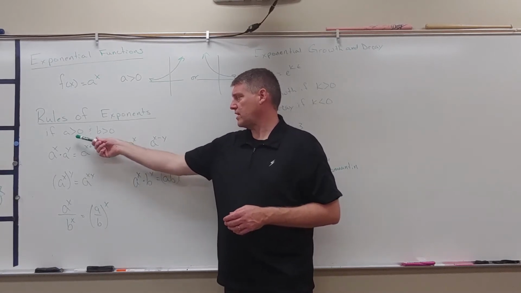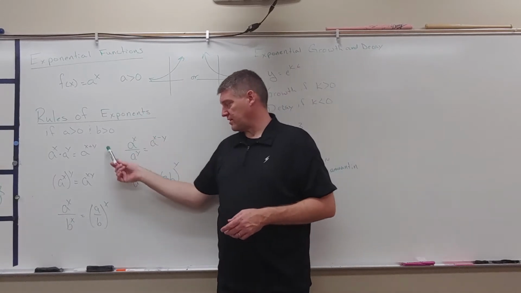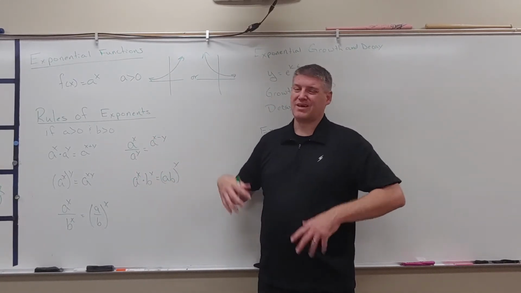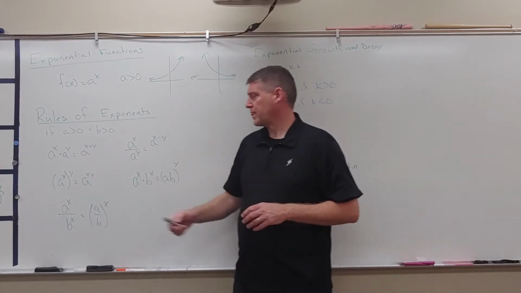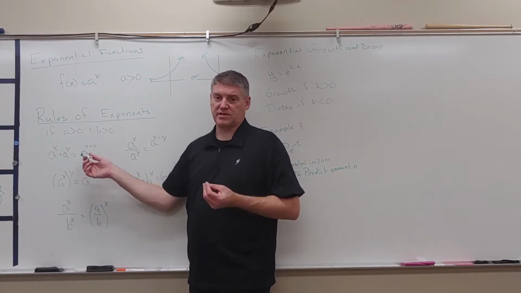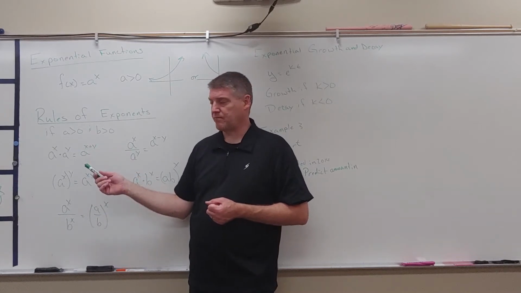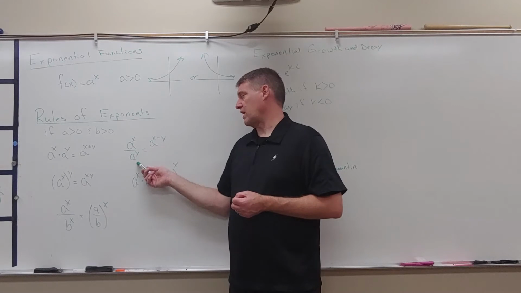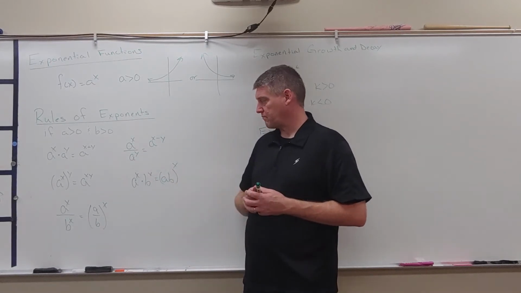So the first thing is if a is greater than 0 and b is greater than 0, then these hold true. Okay, so we want to work on positive numbers. We don't want to deal with negative numbers. We're dealing with positive numbers. So if I have a to the x times a to the y, that's going to be the sum of my exponents. So that's going to give me a to the x plus y. And if I have division here, a to the x over a to the y, that's going to give me a to the x minus y.